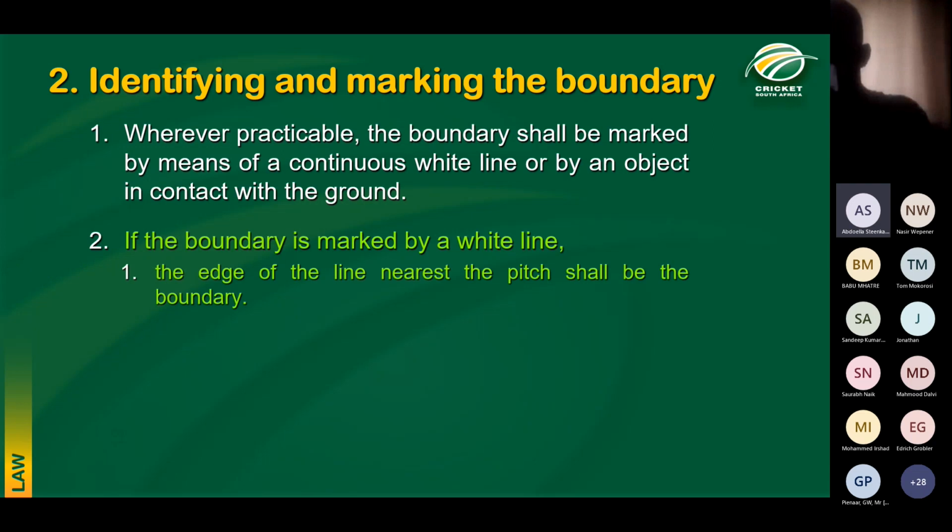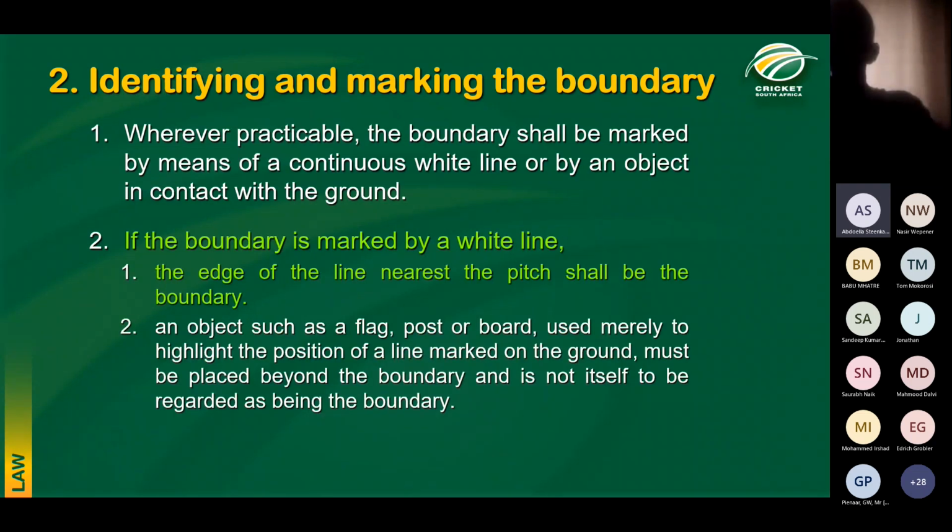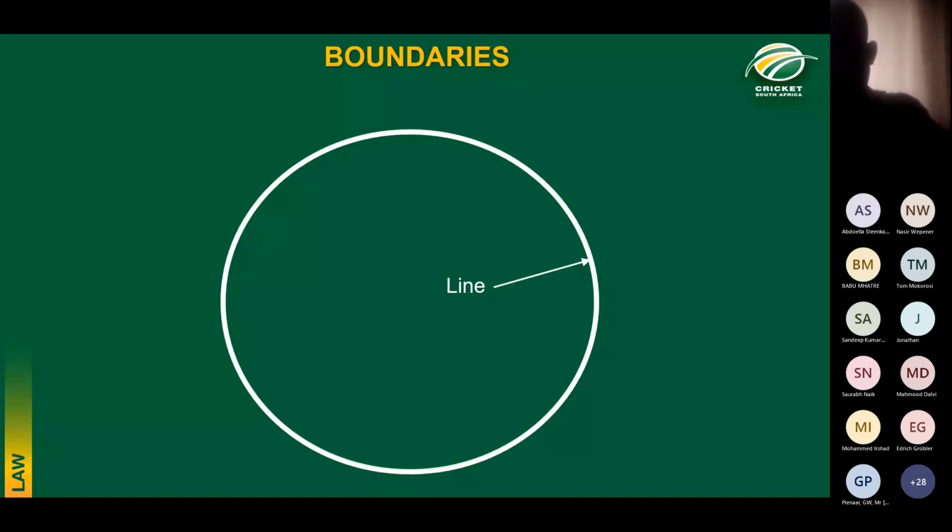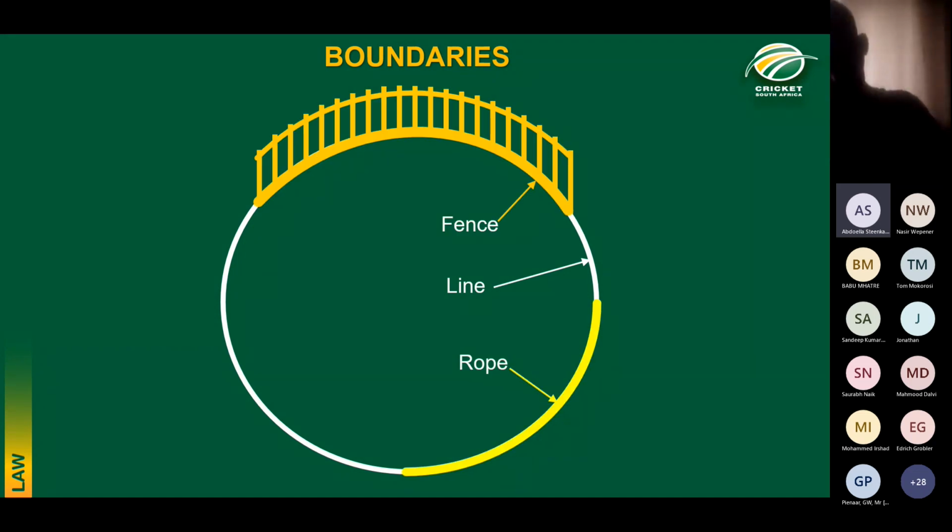So in terms of the boundary, when the boundary is marked by a white line, the inside edge of the line nearest to the pitch, that is where the boundary shall be. If you look at the diagram, you'll see the inside edge of that line, that is where the boundary is. Inside edge of the picket fence, inside edge of the rope. Similarly to the post and the flag. But when it comes to a line or a rope, the inside edge shall be the boundary.